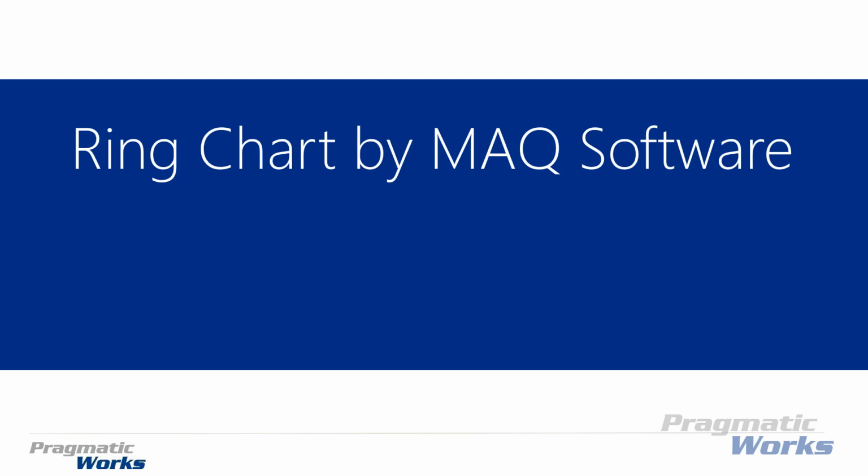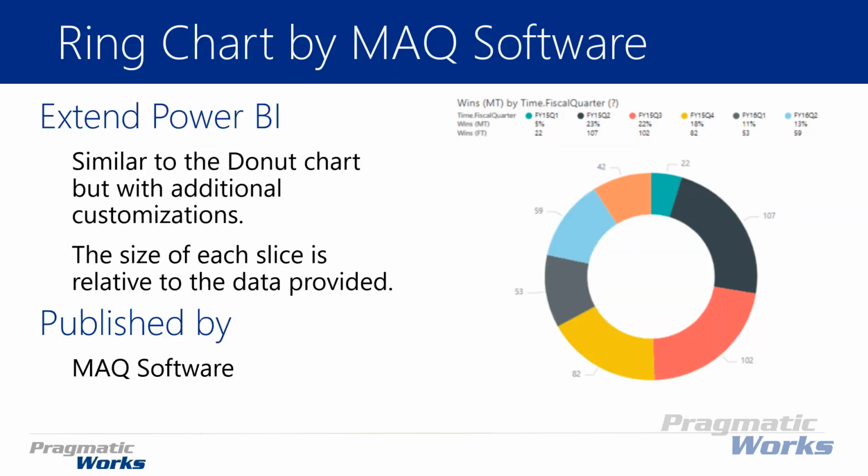Hi, welcome back to the Power BI Custom Visuals course, and in this module we'll be looking at the ring chart by MAQ Software. The ring chart by MAQ Software is very similar to the donut chart. So if you've used the donut chart inside of the Power BI desktop that's already available to you, it has a very similar look and feel to that donut chart. But the big difference is there are a lot of customizations you can do to the ring chart.